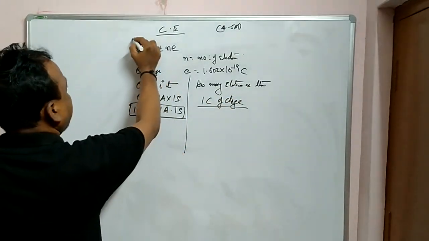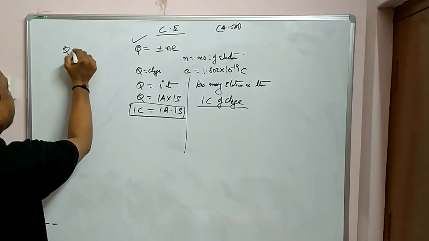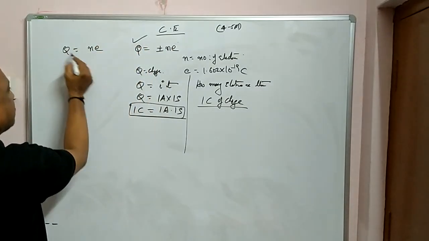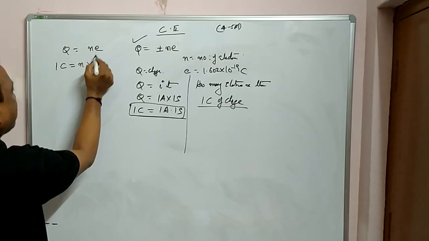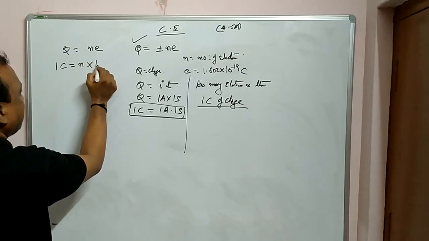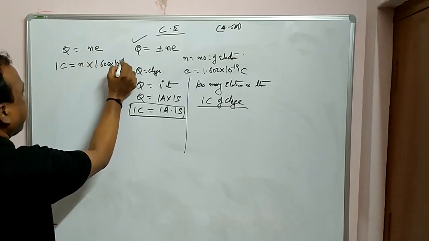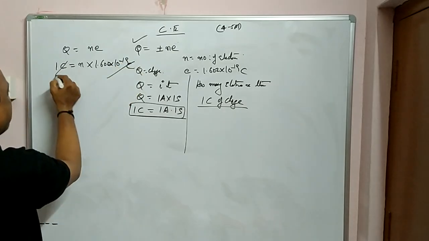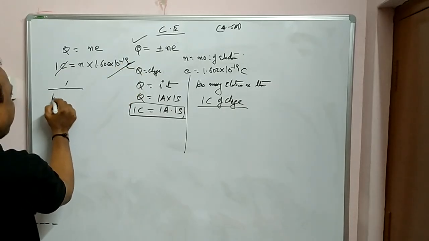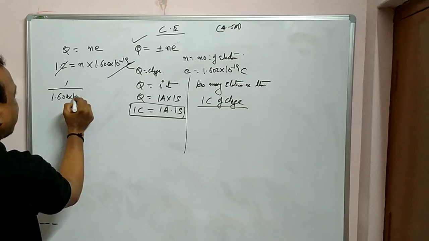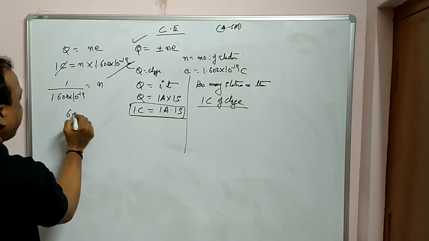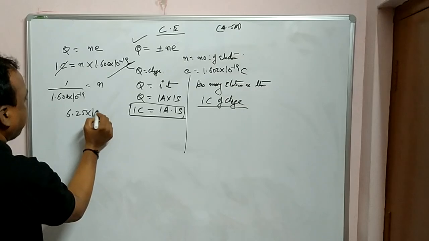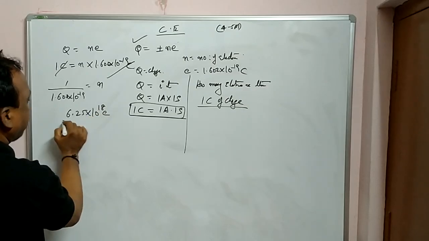So use this formula: Q is equal to Ne. Q is 1 coulomb, N, the number of electrons, is not known, and e is 1.602 into 10 power minus 19 coulomb. Coulomb cancels, so 1 by 1.602 into 10 power minus 19 is equal to N. If you divide this, you will get around 6.25 into 10 power 18 electrons.